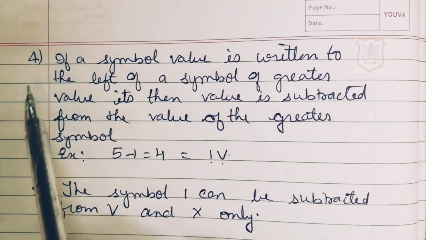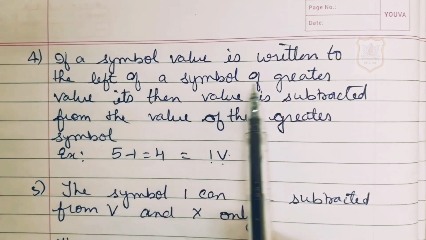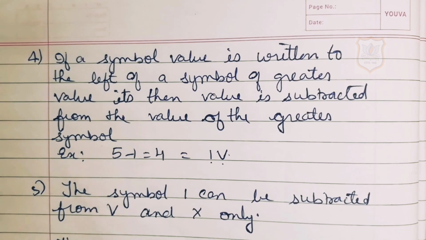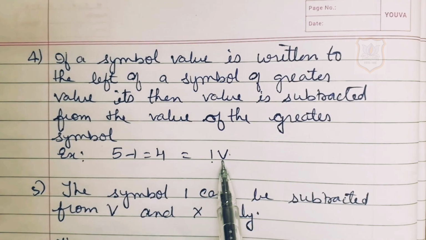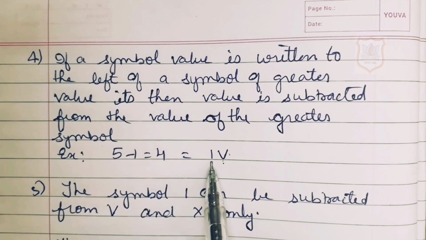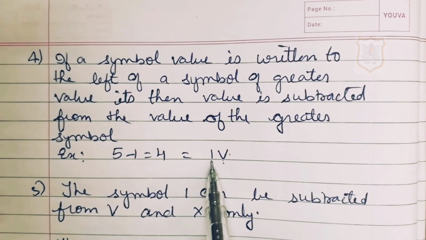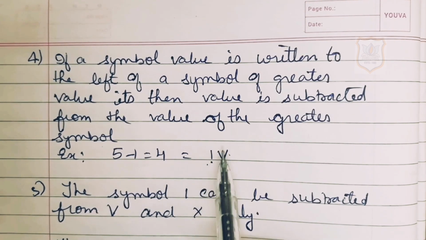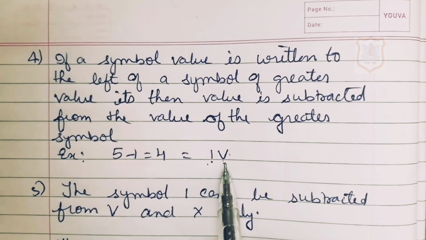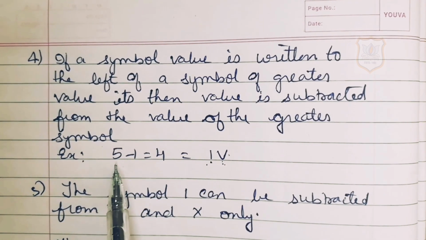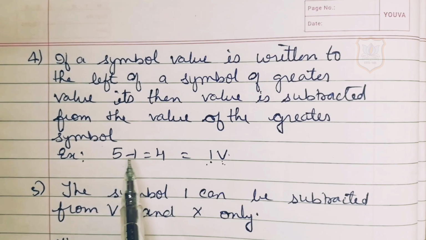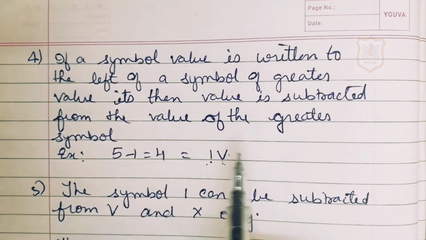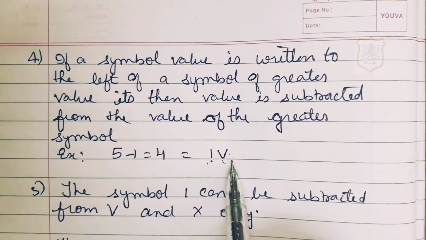Rule number 4. If a symbol of smaller value is written to the left of a symbol of greater value, then its value is subtracted from the value of the greater symbol. For example, here you can see that this is the symbol with greater value and this is the symbol with smaller value. If the symbol with the smaller value is written towards the left of the symbol with the greater value, then these two numbers are to be subtracted. Means we have to subtract 1 from 5. So 5 minus 1 is 4. So in this way we write 4 in Roman numerals.